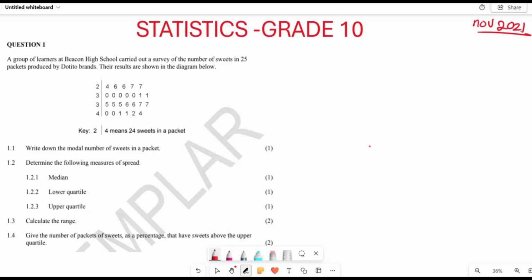Now, question one, they say a group of learners at Bacon High School carries out a survey of the number of sweets in 25 packets produced by a certain brand. Their results are shown in this table, right? So if you look, this is basically our stem and leaf diagram, right?